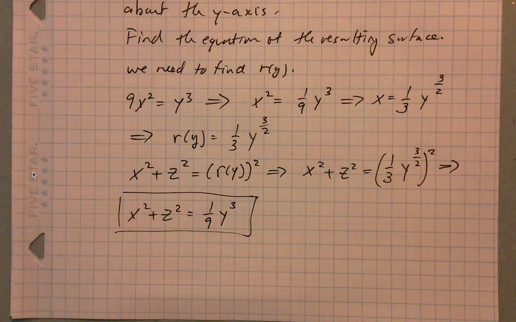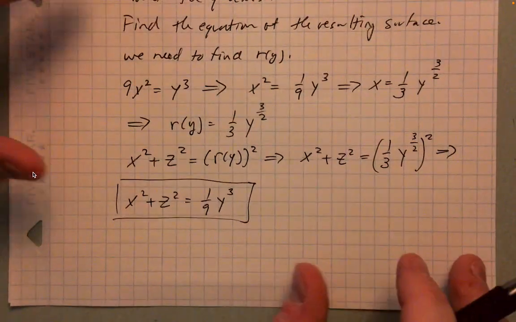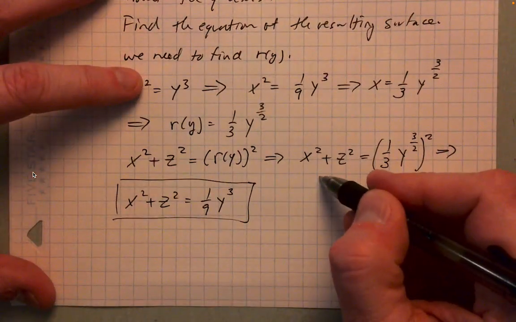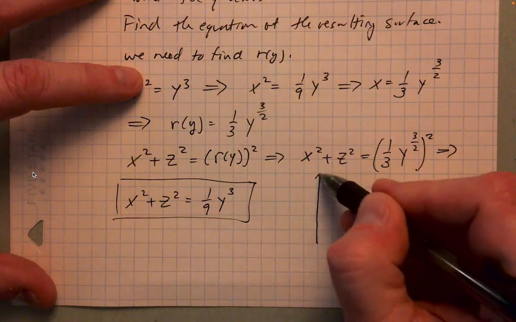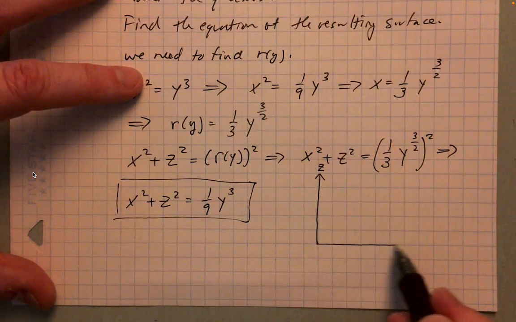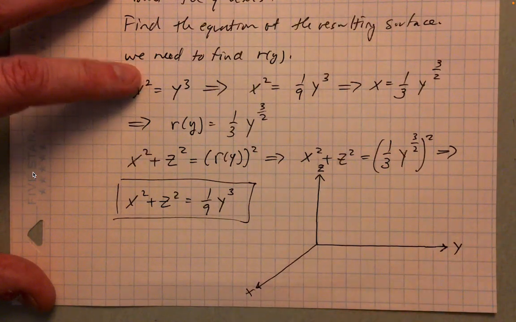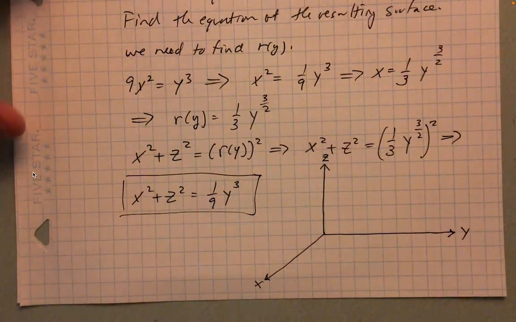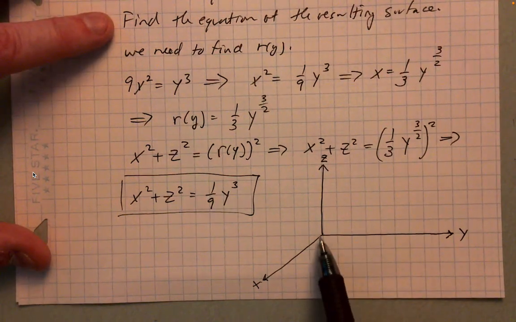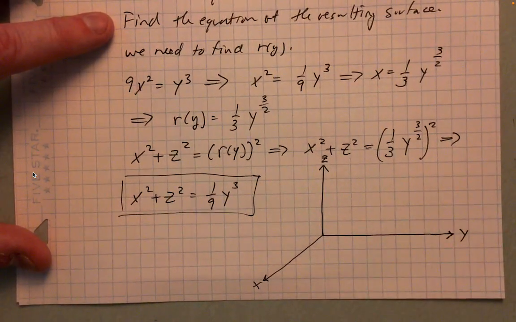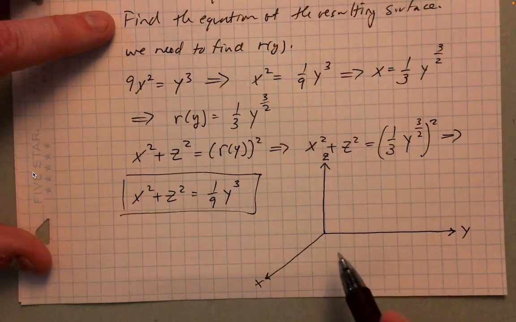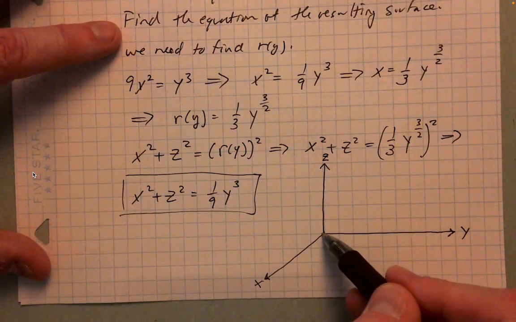Now, what does this look like? Can we get a decent sketch of this? Let's draw in our coordinate system here. Here's z, here's y, and x is going to come out like this. X won't be as involved in this picture, but what does this look like when we plug in positive values of y? Basically, it's going to come up like this.